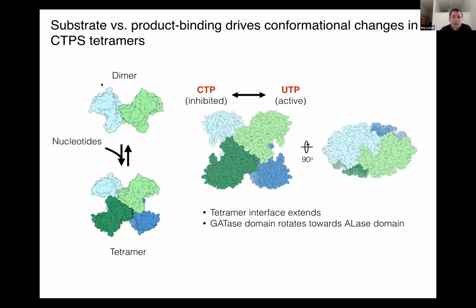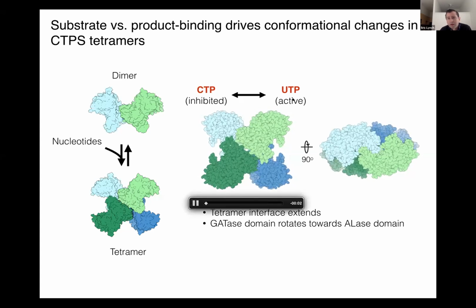And so that monomer of CTP synthase I was just showing you constitutively assembles into dimers, and then in the presence of nucleotides, either substrates or products, assembles into tetramers. And what I found is that binding of substrates or products to these tetramers drives 2 main conformational changes. You can see these in these movies here.